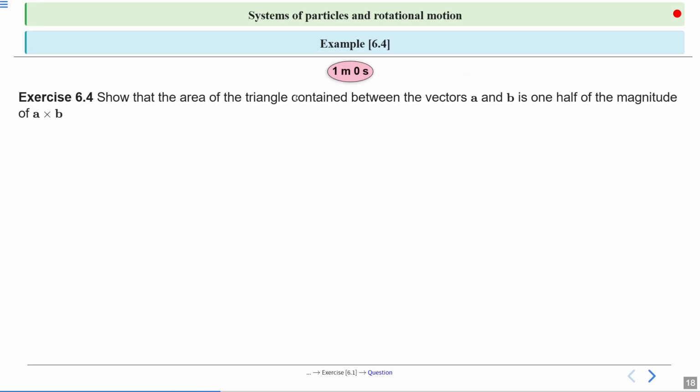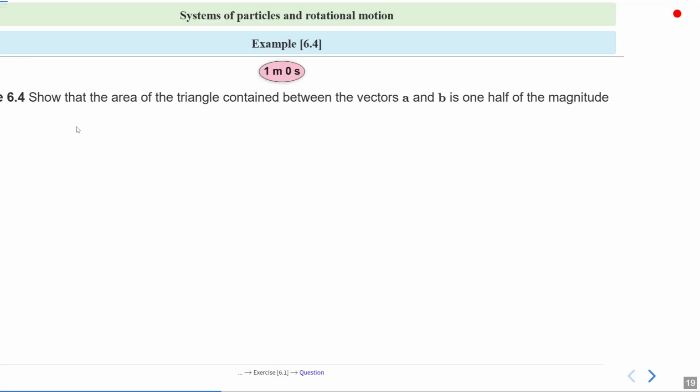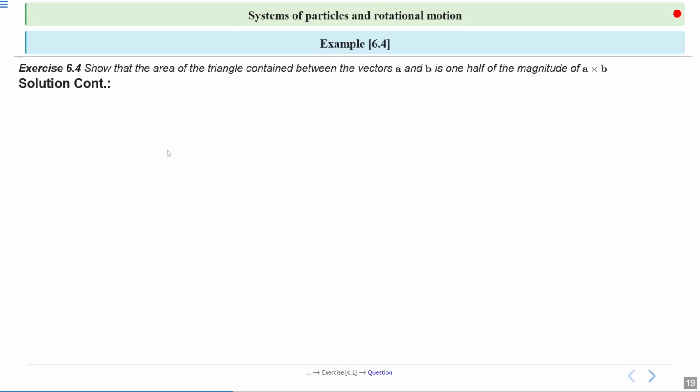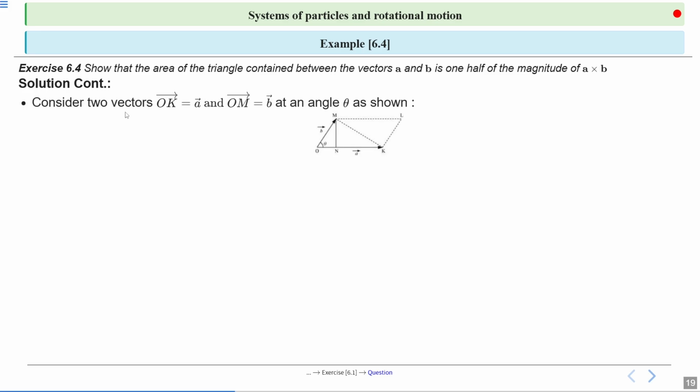Show that the area of the triangle contained between the vectors a and b is 1/2 of the magnitude of a cross b. Here we consider two vectors, first a vector and second b vector. The a vector is equal to OK vector and the b vector is equal to OB vector, and the angle between a vector and b vector is theta. So in triangle OMN, join the MK.